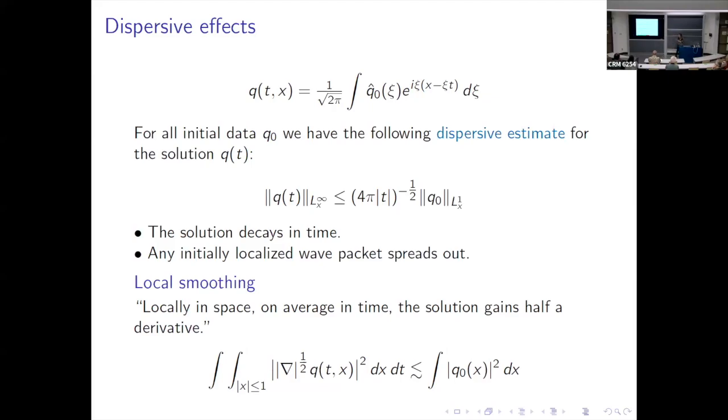Why? What did we say that dispersion means? Dispersion means that high frequencies travel fast, right? So if I only look at the ball of radius 1, then very quickly the high frequencies are going to evacuate that compact interval, right? And then, well, what is left behind? Only the lower frequencies, and lower frequencies are smoother. So I have gained some regularity, but only locally and only on average in time.